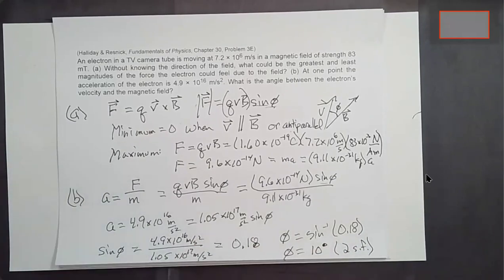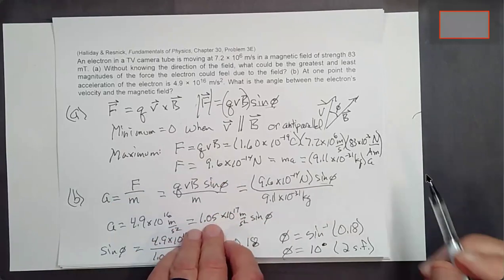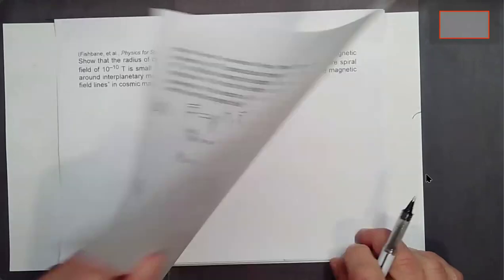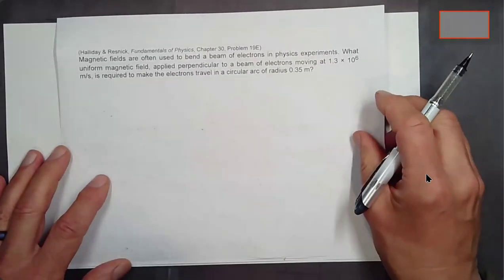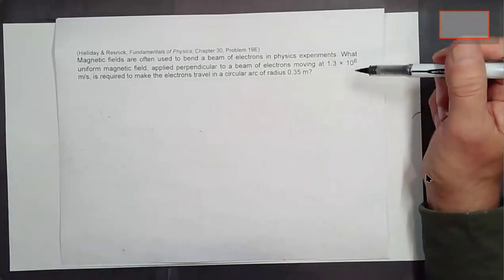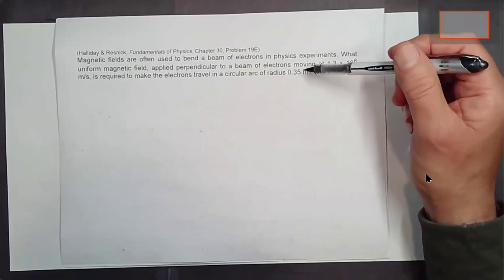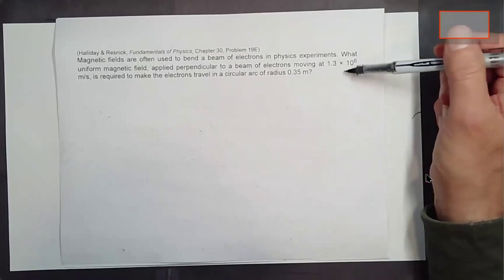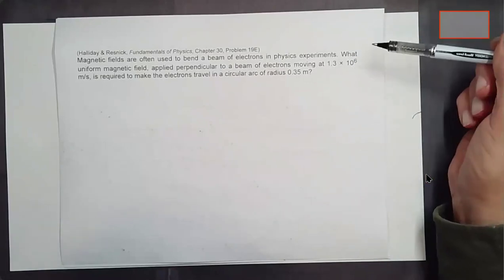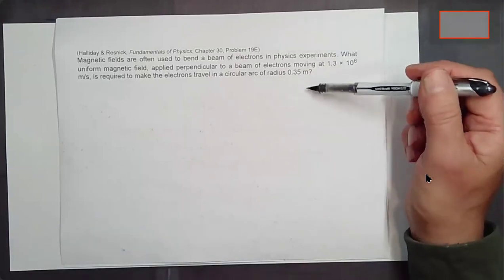So there's our first problem having to do with this, and getting to use this equation, the cross product, a little bit, investigating some properties of it. Let's try another. Magnetic fields are often used to bend a beam of electrons in physics experiments. What uniform magnetic field applied perpendicular to a beam of electrons moving at 1.3 times 10 to the 6 meters per second is required to make the electrons travel in a circular arc of 0.35 meters?